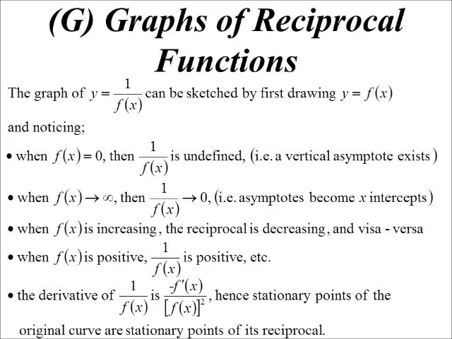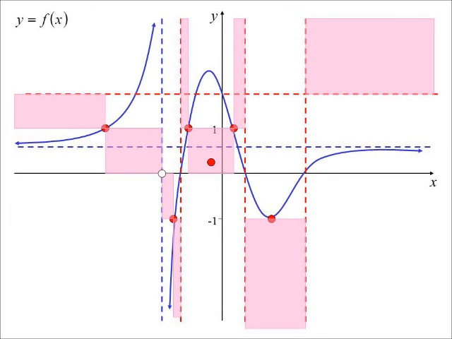We could use calculus. The derivative of 1 over function x would be minus the derivative of the function over the function squared. So that tells me that on the original graph where we have stationary points, my new graph will also have a stationary point, because f dash x is equal to 0. So when I substitute it into the new derivative, I still get 0. So stationary points will remain stationary points. The y value might change, but at that x value there'll still be a stationary point.